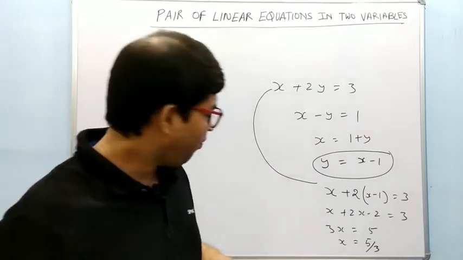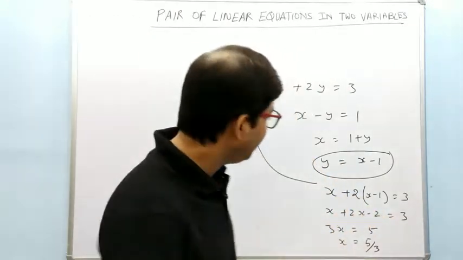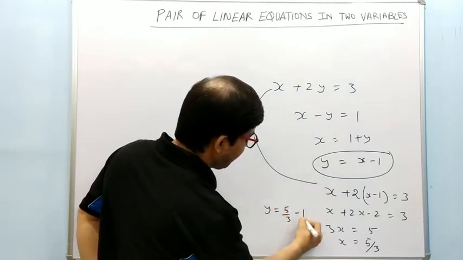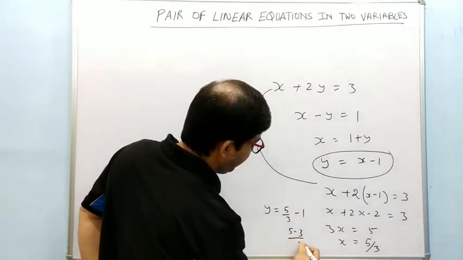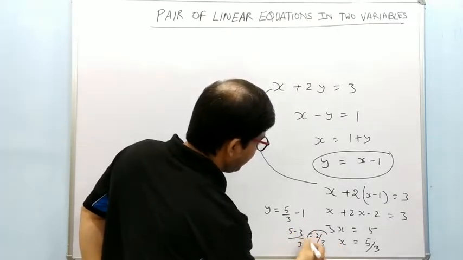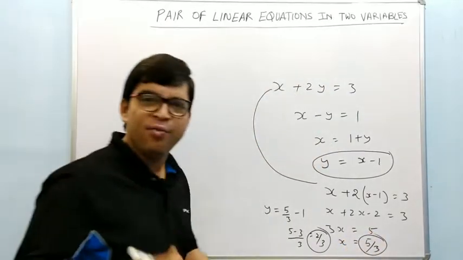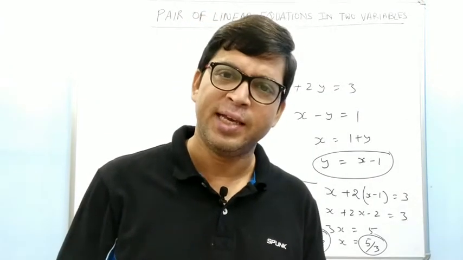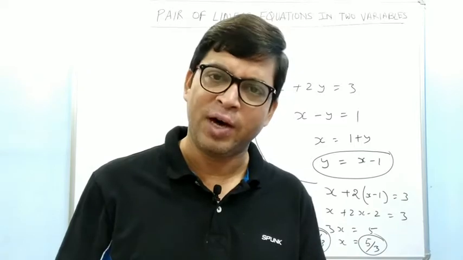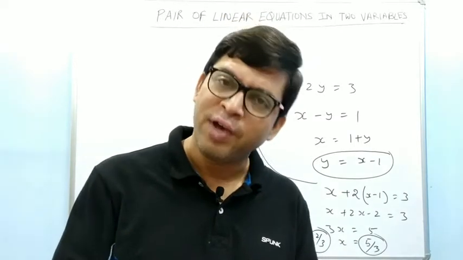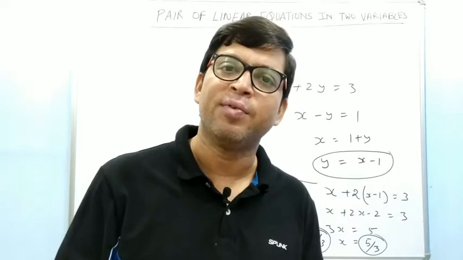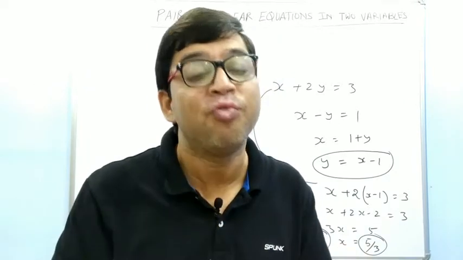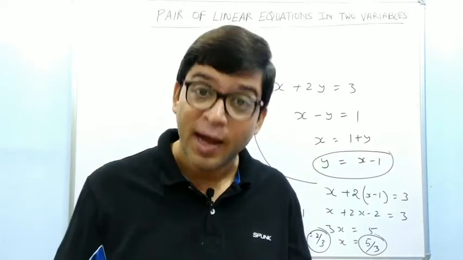Once we get the value of x, we can get the value of y very easily here. So y is equal to x minus 1, that is 5 by 3 minus 1. This is 5 minus 3 by 3. What is that? 2 by 3. So we got the value of y, we got the value of x. Very simple method, substitution. Anywhere you can apply. What is the key thing? Get the value of one variable from one equation. Put the value of that variable in the second equation, and the second equation will now contain only one variable that you can easily solve and get.